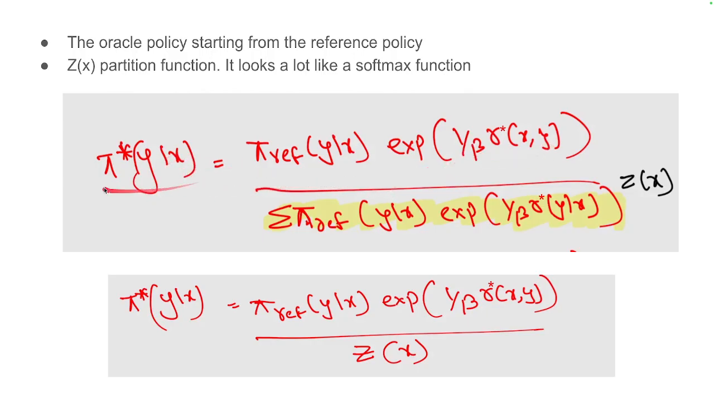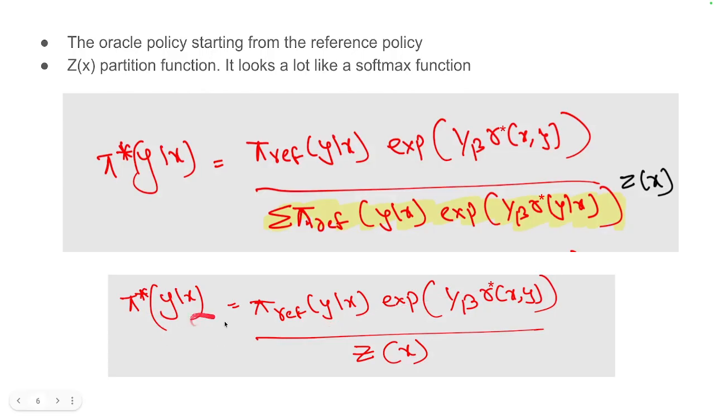You just pick the policy which gave you the maximum reward. So it means you take a prompt, generate all possible outcomes, and you just pick the policy that gave you the maximum reward. We call this denominator the partition function, so I'll just substitute this function with z of x.